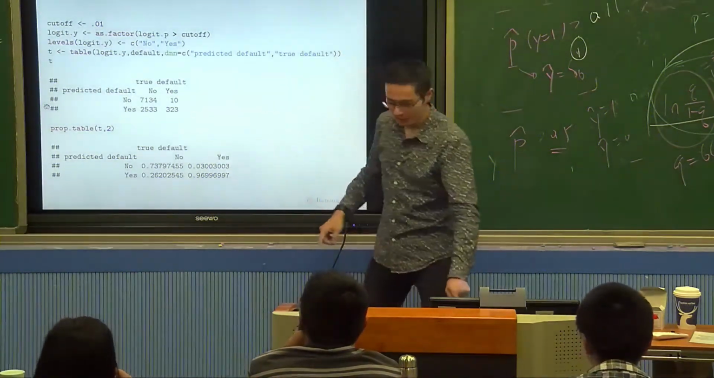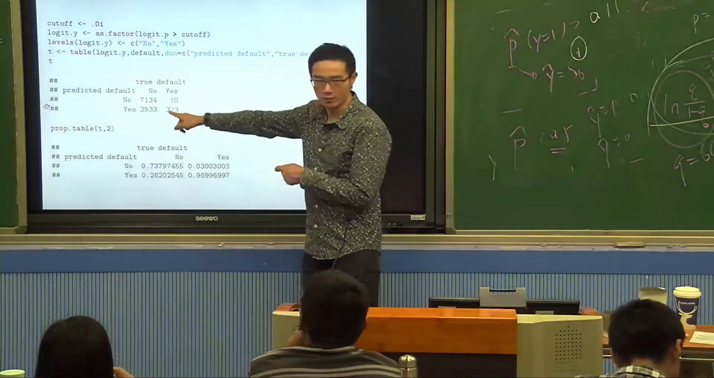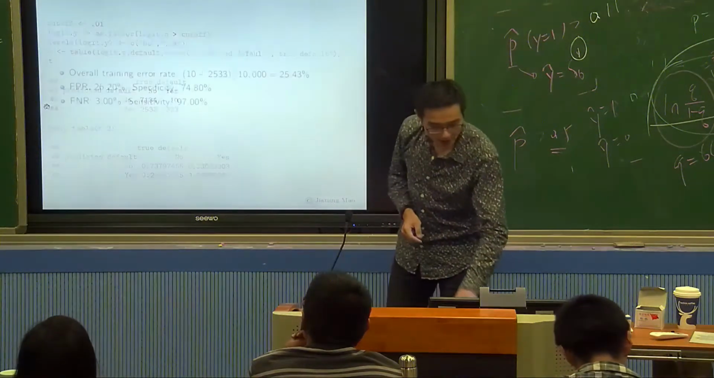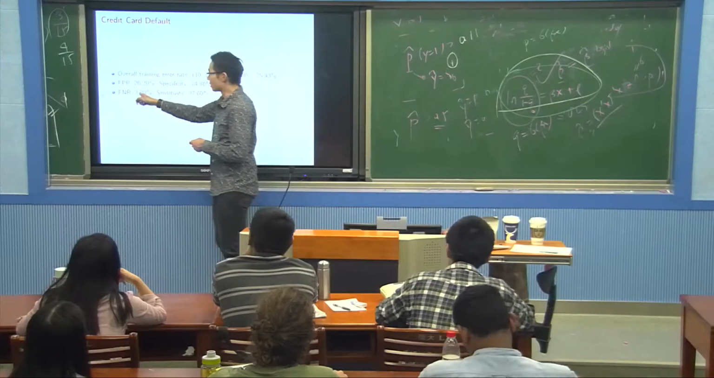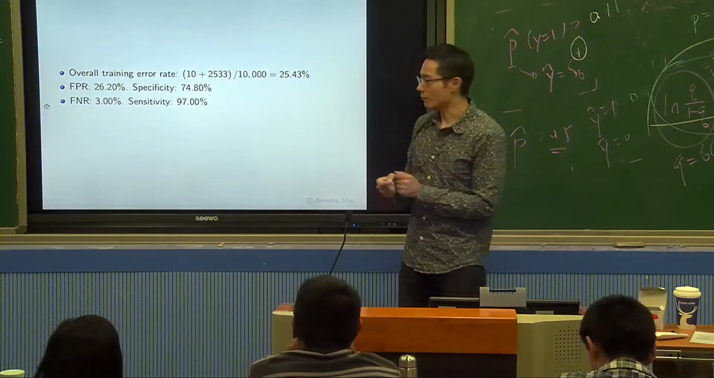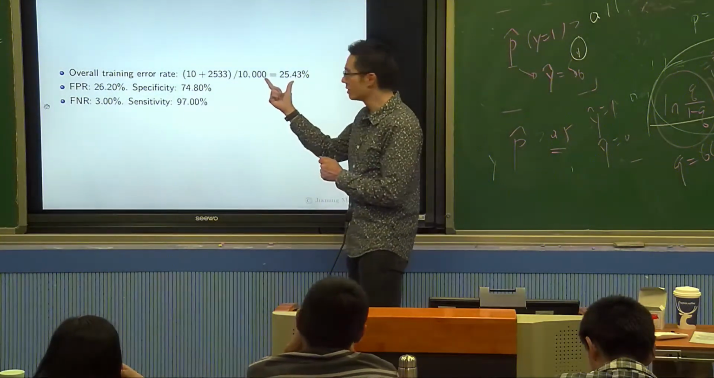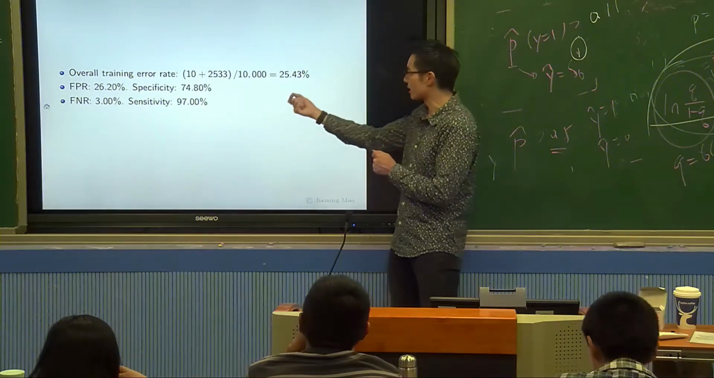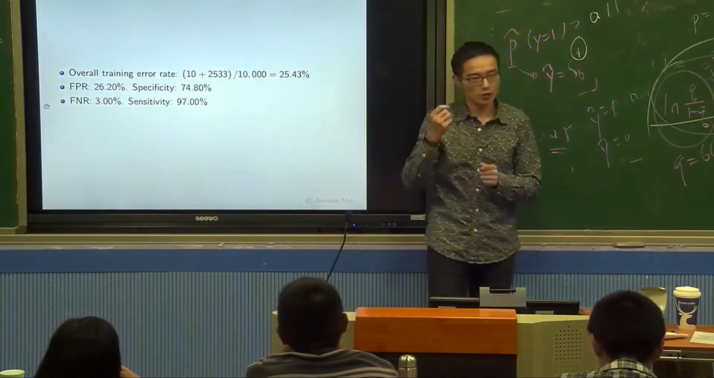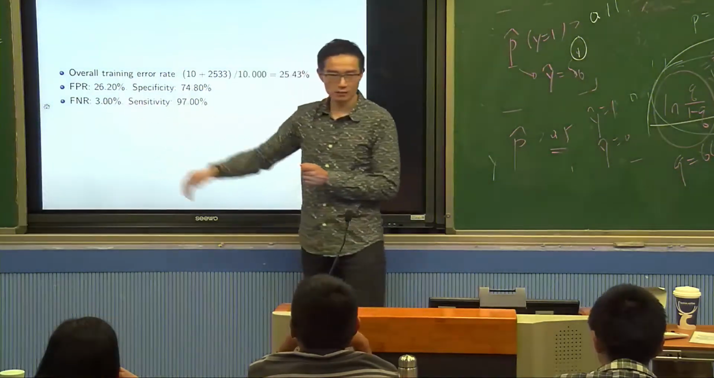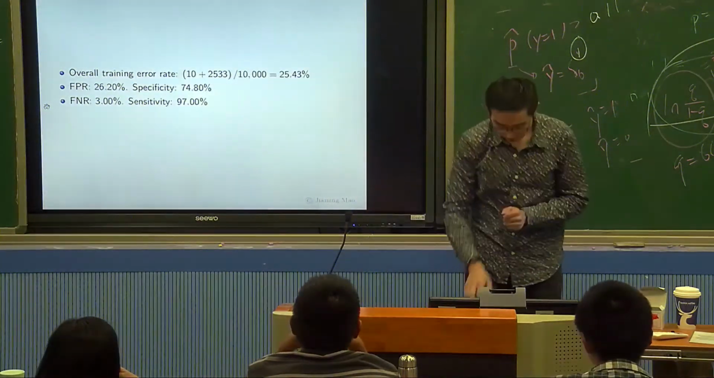What is the result? The result is I almost got everybody correct, for those who will truly default. So now my FNR is down to 3%. Of course, that comes at a price. The price is now my total training error goes boom, way up from the original 2.6% to 25%. So there's a huge increase in overall error. But if this is what I really care about, I'm probably happy, right?